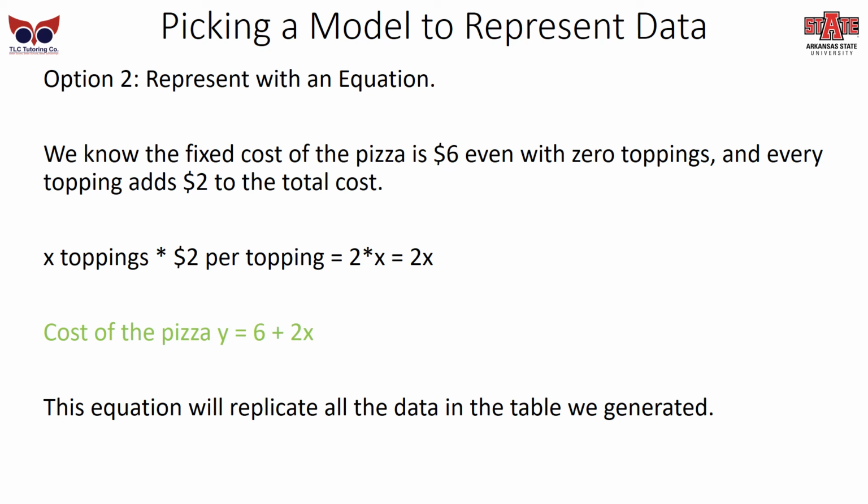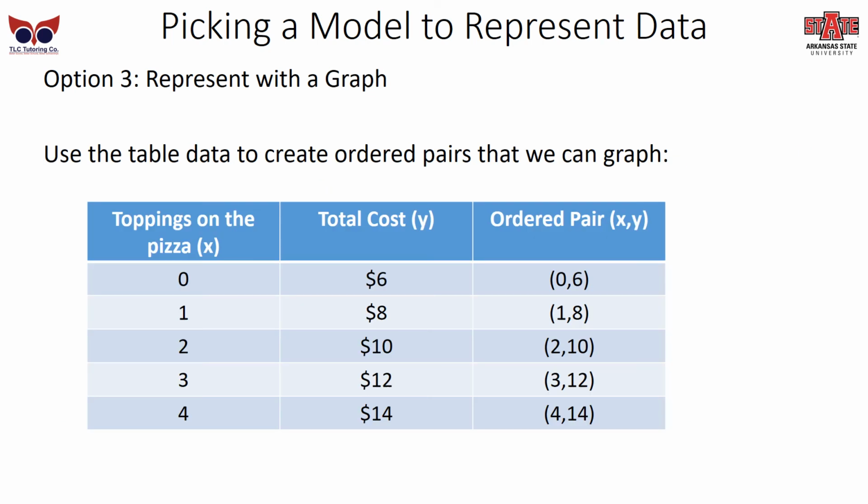Another option we could do is we could represent it with an equation. So we know the fixed cost of the pizza is $6 even with 0 toppings, and every topping adds $2. So we could say x toppings times $2 per topping is 2 times x, or 2x. So the cost of the pizza is the fixed $6 cost plus 2 times the number of toppings, 2x. That equation will replicate the data from the table we just generated.